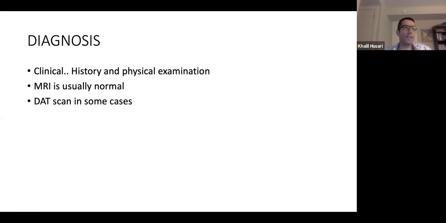So as you can see, the diagnosis is all clinical. So it's all by history and physical examination. The MRI is usually normal, and that scan, which is a SPECT scan, we only do it if we want to differentiate between essential tremor and Parkinson's disease. It's not very helpful, honestly, most of the time. So it's only by clinical, which is history and physical examination.